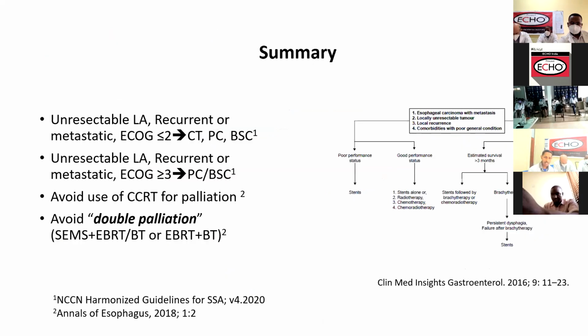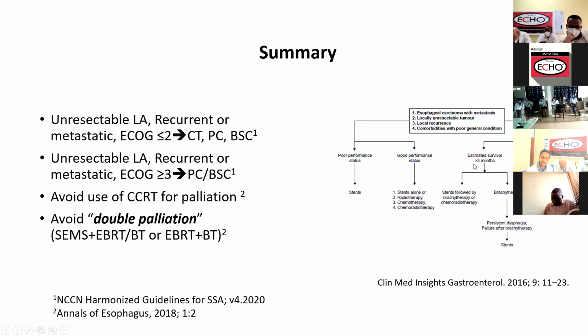The disadvantage of chemotherapy is gastrointestinal and other toxicity related to chemotherapy. So in summary, consider esophageal cancer with metastasis, locally unresectable disease, local recurrence, and comorbidities with poor prognosis. The factors that we have to consider are the performance status of the patient and the estimated survival of the patient. If the patient has a good performance status, we have all these options: stent, radiotherapy, chemotherapy, and concurrent chemoradiotherapy in very selected patients.